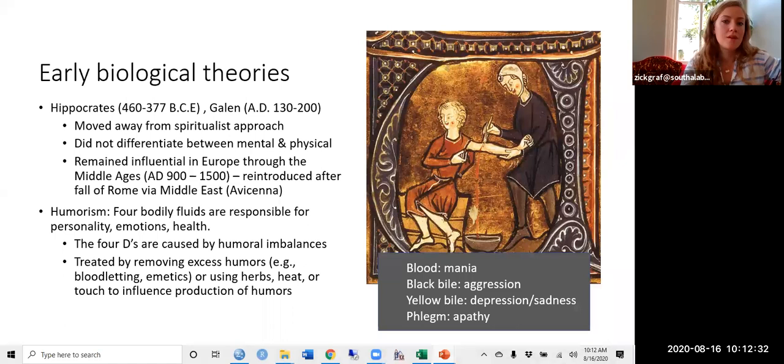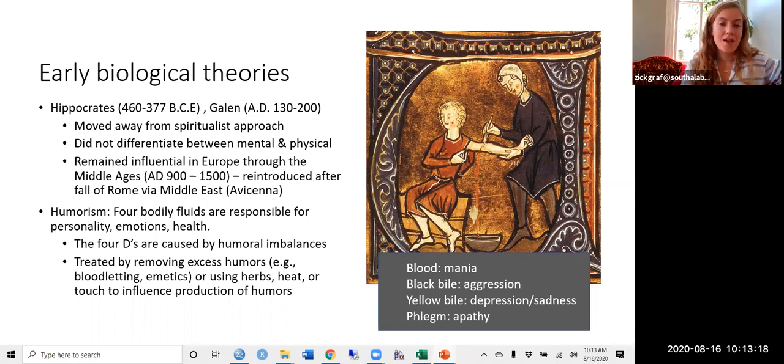So some of the earliest biological theories of both psychology and physical medicine, they didn't really make a distinction between the two, came from Hippocrates, who lived before the Christian era, and Galen, who lived shortly after 0 AD. Hippocrates and Galen were both Greek physicians, and they both moved away from a spiritualist approach and treated physical illness and mental illness as something that had an origin in the physical body. Hippocrates and Galen really influenced medieval European medicine and psychology.